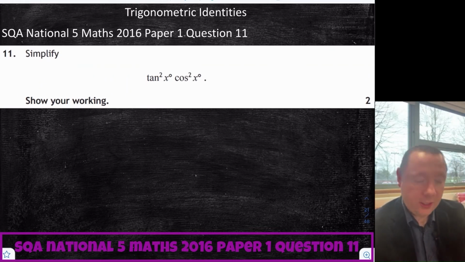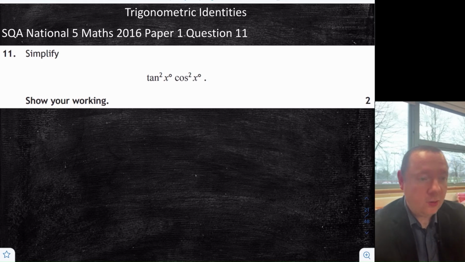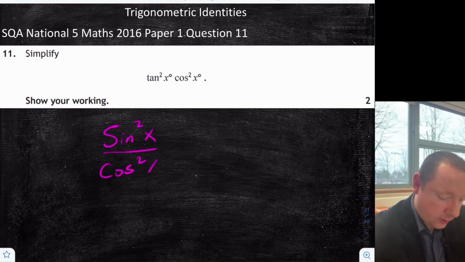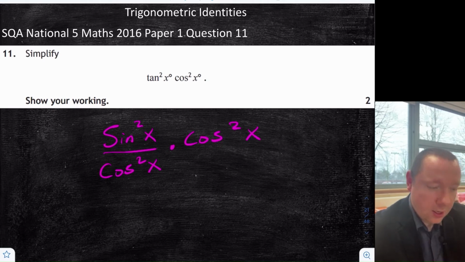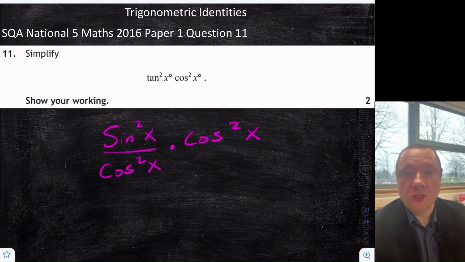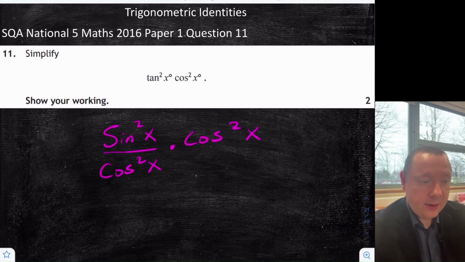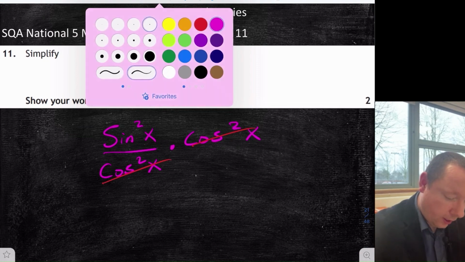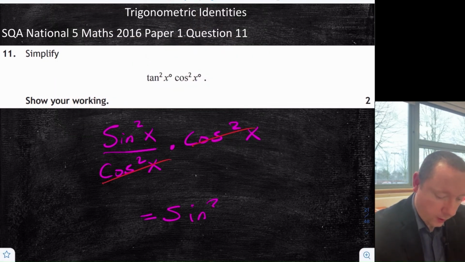2016 National 5 Maths paper 1 question 11 said simplify tan squared x times cos squared x. So we've got tan and cos squared, so we can change the tan into sine over cos. So step 1, sine squared x over cos squared x. Right, because that's my tan squared x, and I'm timesing that by cos squared x. So you get a mark for getting sine over cos or sine squared over cos squared. And then for simplifying that, well, the cos squareds cancel out. So we get our final mark for getting sine squared x.